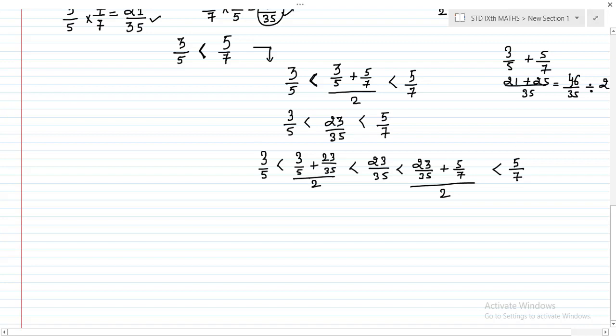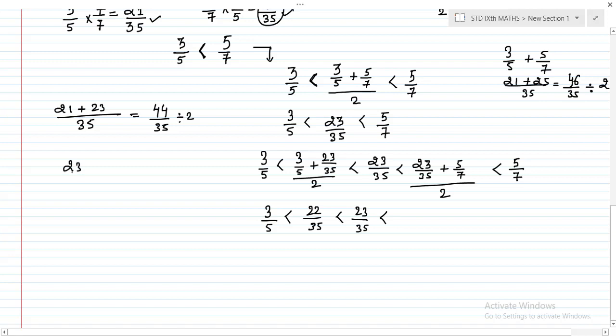So when you solve 3 upon 5 plus 23 upon 35, the LCM will be 35. So 5 7s are 35, 7 3s are 21 plus 23, which gives 44 upon 35, whole divided by 2, which obviously gives 22 upon 35. So the value becomes 22 upon 35 less than 23 upon 35, less than.